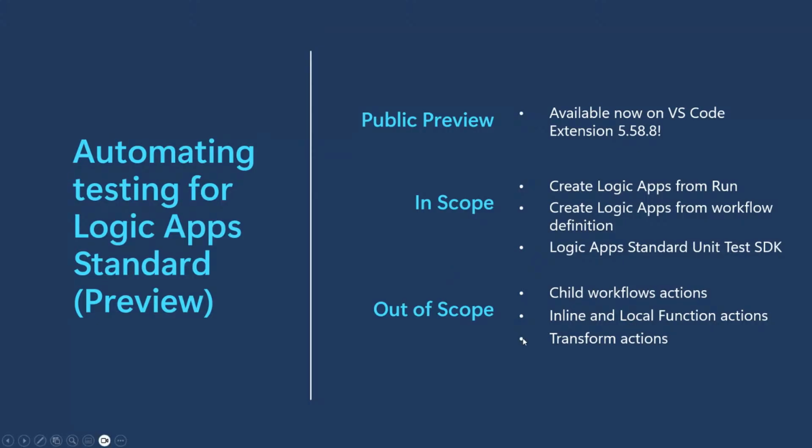What we have in scope and out of scope on that preview is, as I showed, the create from run, the create from workflow definition, the SDK, and the inclusion of all those dynamic callbacks. All of that is available today on the preview. There are some actions that we're still working on, and the main ones to talk about are child workflows, which is still not supported on that preview. Inline and local function actions like custom code, inline C#, inline PowerShell, and inline JavaScript are still not available, right?